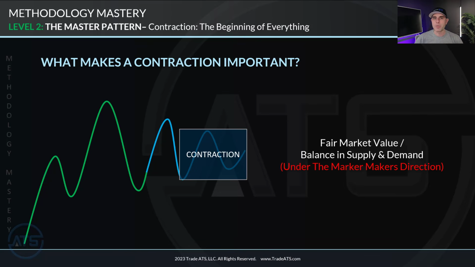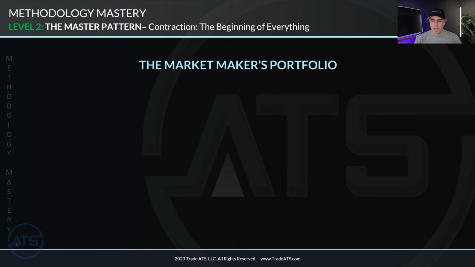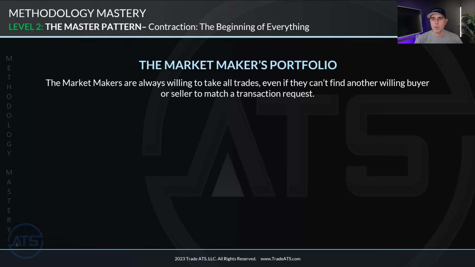So let me explain that a little further. In order to understand this on a deeper level, we need to talk about the market maker's portfolio. The market makers are always willing to take all trades, even if they can't find another willing buyer or seller to match a transaction request. So what does this mean? Well, the function of the market maker is to make sure there's always liquidity there. If someone wants to buy, it goes to the market maker, they match them. Now, the market maker will either match them with another seller, or if there is no other seller, the market maker becomes a seller, and they'll take the other side of that position.